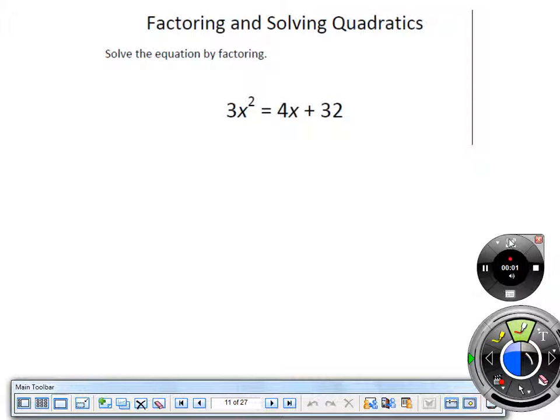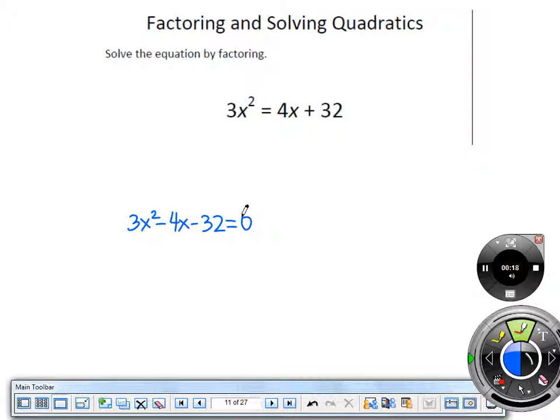by factoring. So again, we want to get everything on one side of the equation set equal to 0. So I would subtract 4x from both sides, and I would subtract 2 from both sides, so I could have that set equal to 0. I'll walk through one example of a factoring process with you here if you've been struggling with it.